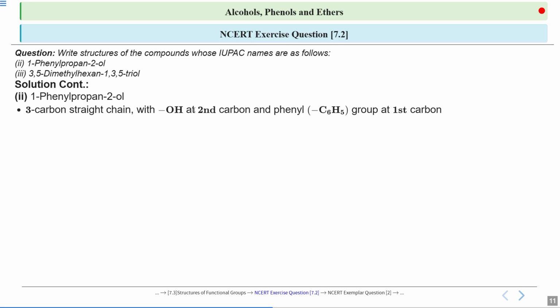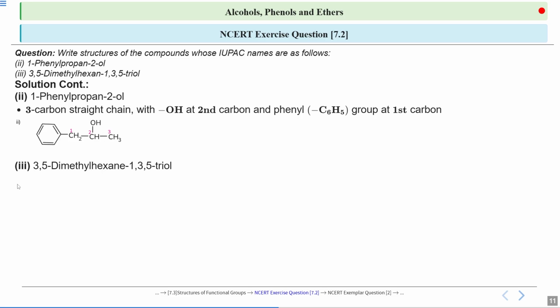That means at the second carbon we have OH attached, and phenyl is attached at the first carbon. Phenyl means C6H5 group. By using this concept, you can draw the structure of compound 1-phenyl-propane-2-ol. So we have phenyl at the first carbon, a 3-carbon chain, and the second carbon is attached with the alcohol group OH. So this is the structure.